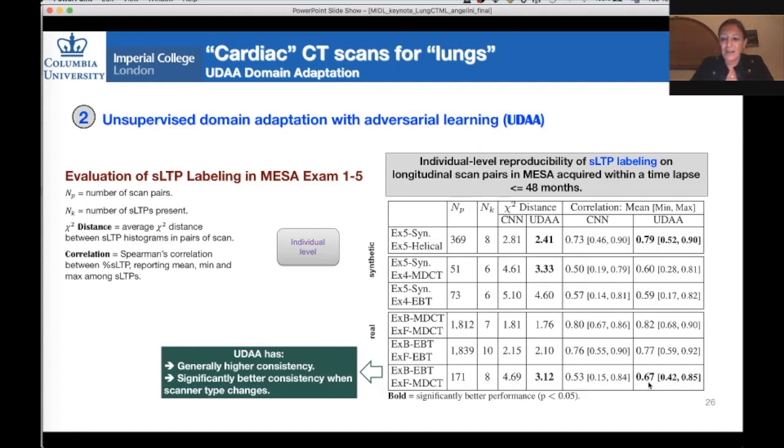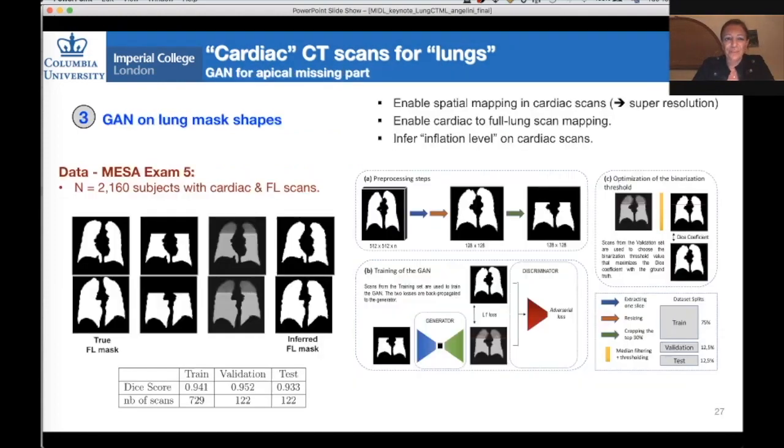And also, especially, one of the great gains was when there is a scanner type change, as seen here, where we both improve the correlation between the percentage of SLTP, and the distance between the SLTP histograms. And this was done on pairs of MESA scans acquired within a limited amount of time, so that there shouldn't be too much progression and too many changes in the SLTP labels.